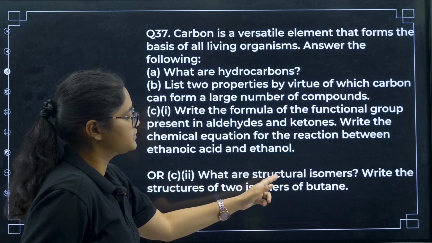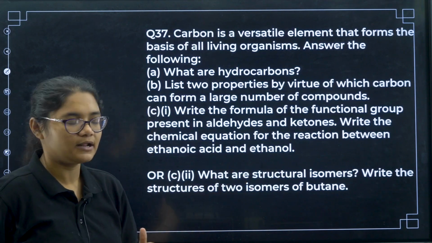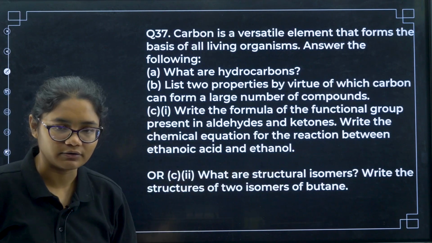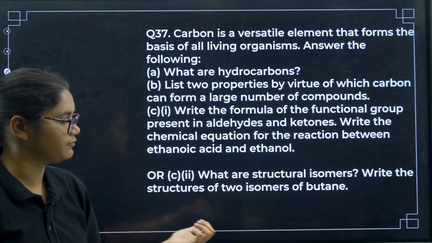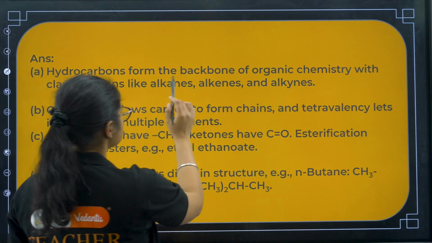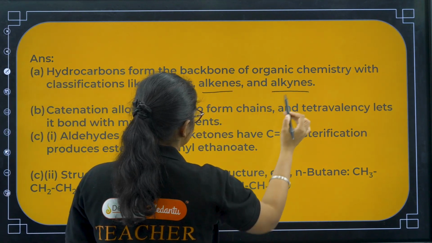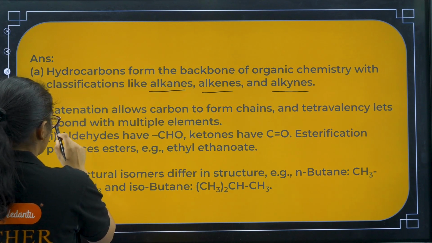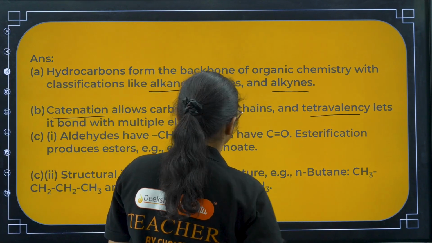What are structural isomers? Write the structures of 2 isomers of butane. So structural isomers have the same molecular formula but different structures, and for butane you can write down the different isomers that are possible. Let's see here. So hydrocarbons form the backbone of organic compounds with classification like alkanes, alkenes and alkynes. What are the 2 properties? Your first one is catenation and the next one is your tetravalency.